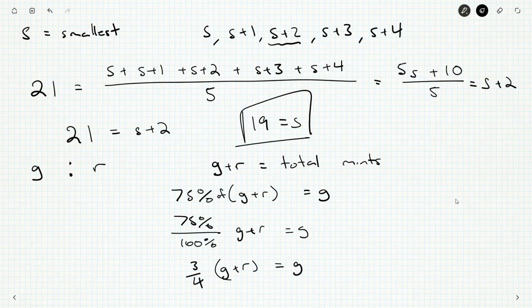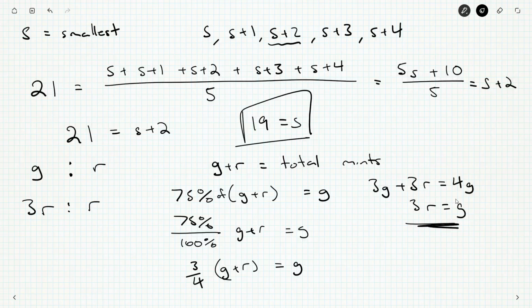And what can we do? Well, we could multiply by 4 on both sides. 3G plus 3R is going to be 4G. And we'll get 3R is going to be G. Well, now over here, instead of a G, I could have 3R, right? Because I just learned that G is the same as 3R.